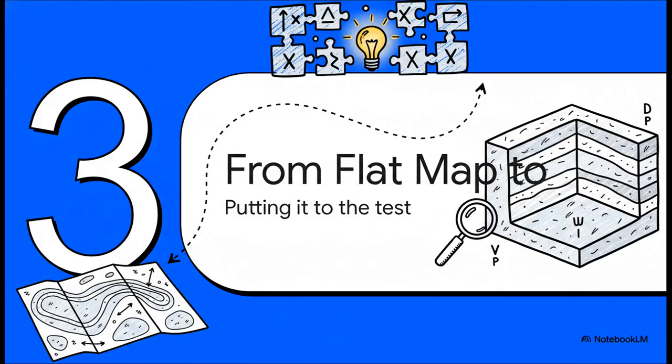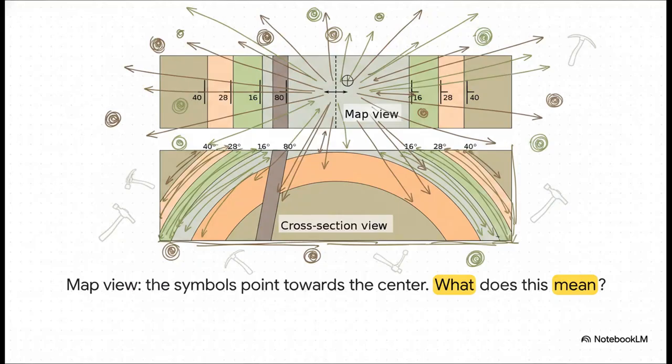All right, you've cracked the code. Now it's time to put your new knowledge to the test. Let's go from the flat map to a full 3D view and see what these symbols can really tell us. Okay, take a look at this map. You can see the different colored rock layers, and you can see our new friends, the strike and dip symbols. Now notice how the symbols on the left are pointing to the right, and the ones on the right are pointing to the left, kind of towards the middle. What do you think is actually happening underground?